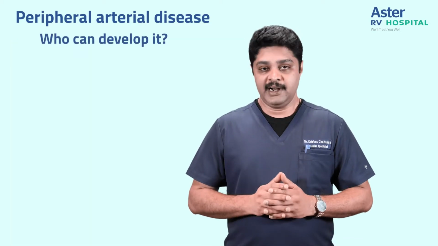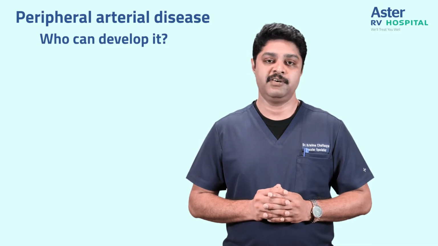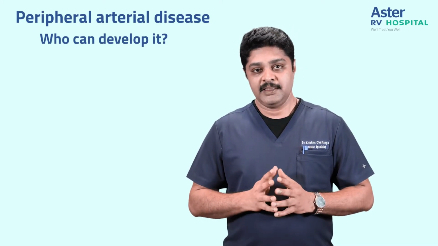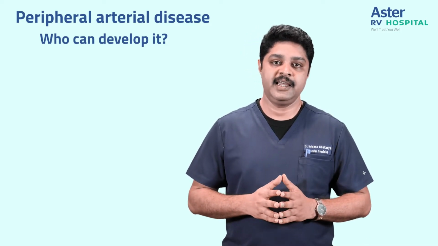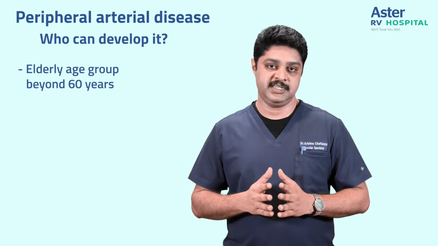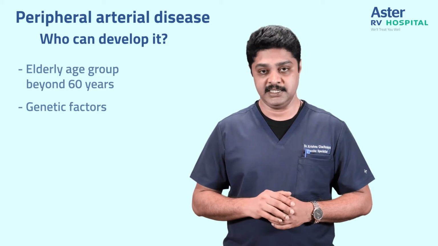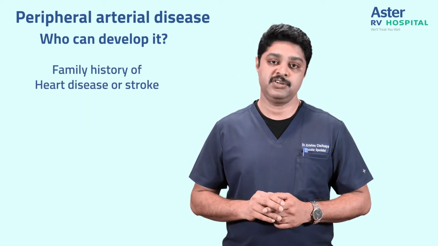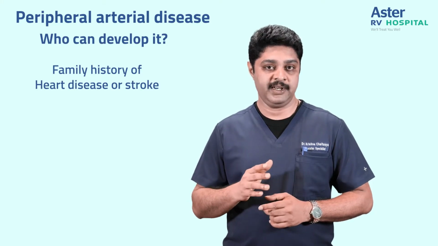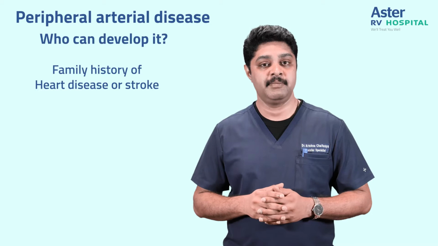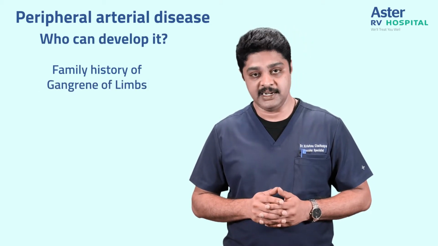Who can develop peripheral arterial disease? Peripheral arterial disease is a condition which affects many of the elderly population. One of the risk factors for development of peripheral arterial disease is the elderly age group, that is beyond 60 years. Genetic factors play a very important role. Any person with a family history of either heart disease or stroke, or any person whose parents or family members have suffered from gangrene of limbs, is at risk of developing peripheral arterial disease.